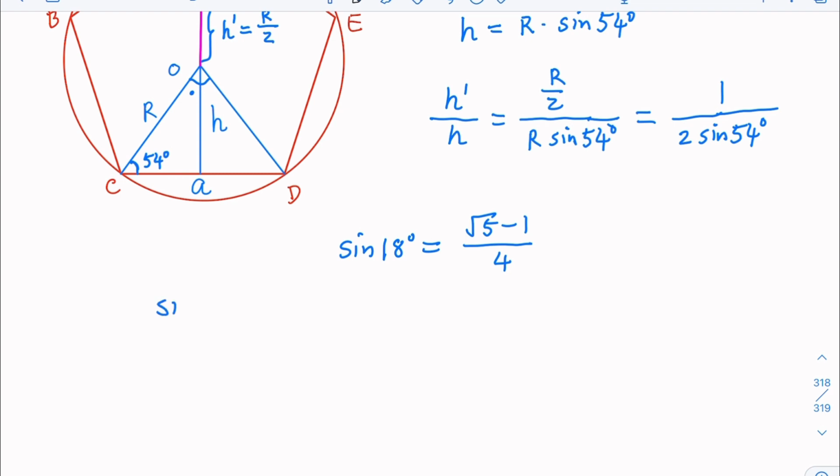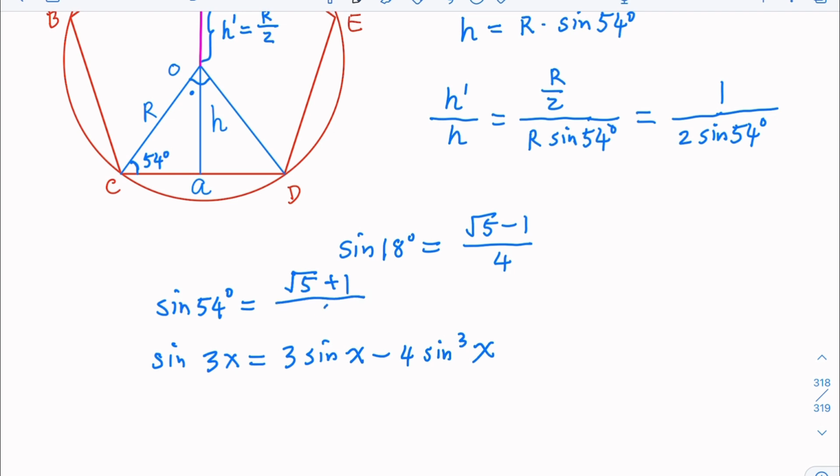You don't have to memorize sine 54 degrees, but what you can do is know that sine 3x equals 3 sine x minus 4 sine to the third power of x, right? You can just plug in, and here I skip the steps. It's going to be square root of 5 plus 1 over 4, all right? So the area here, we're given that the old area, let's say delta, equals square root of 5 plus 1, and we try to find out what is the smaller area.